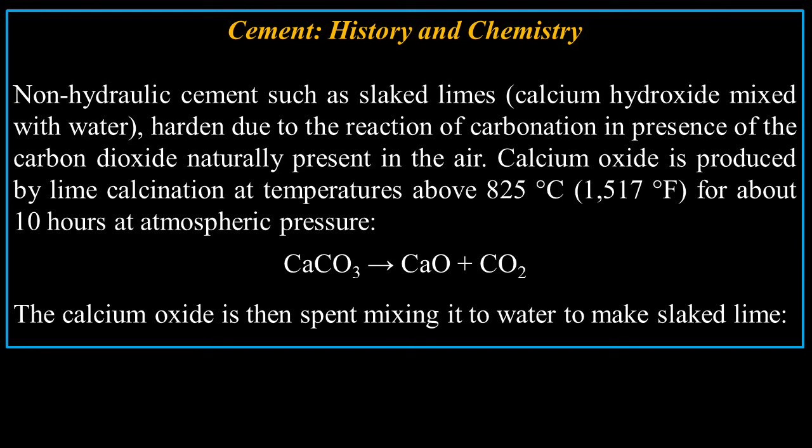Calcium oxide is produced by lime calcination at temperatures above 825 degrees Celsius for about 10 hours at atmospheric pressure, and calcium carbonate yields calcium oxide plus carbon dioxide. That's balanced as it is written. The calcium oxide is then mixed with water to make slaked lime.